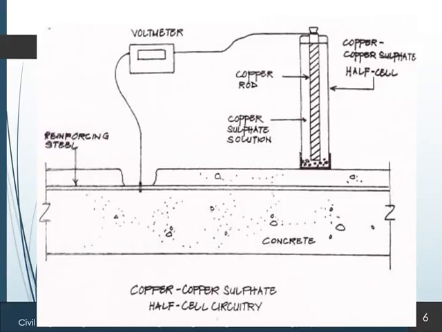So this is the typical setup. Sometimes you can cut open a portion of the concrete so that reinforcement is visible and connect this reinforcement rod to the voltmeter through one electrical wire lead and through the other electrical wire is connected to the half cell. This is the copper sulfate half cell. This is the copper rod and this is the copper sulfate solution.